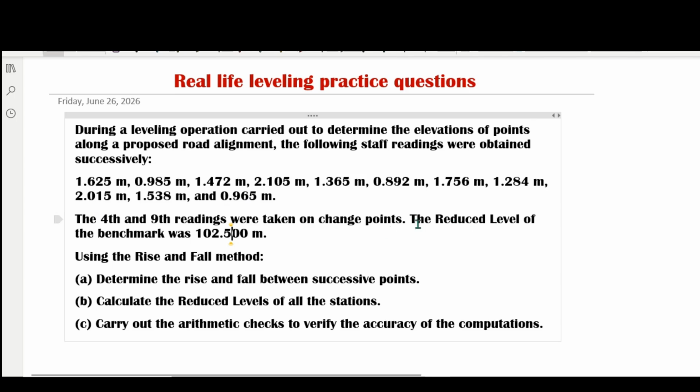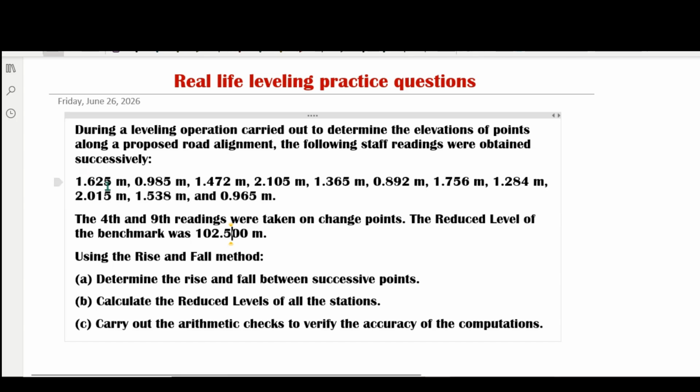The reduced level of the benchmark was this. Using the rise and fall method, determine the rise and fall between successive points and calculate the reduced level of all the stations. Now carry out the arithmetic check, which is what we just proved, to verify the accuracy of the operations. I have constructed a table already to save time, but I've not put down the figures. We're going to do that together.